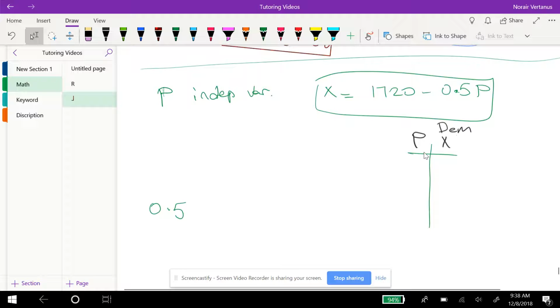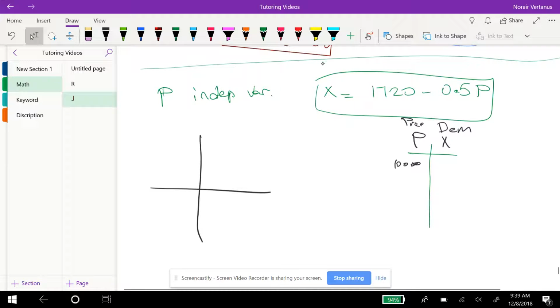So let's say the price of the TV, P stands for the price, right? So I'll put price here. If the price is $1,000, then you're going to figure out the demand. This is a linear equation. If you graph this equation, it's something like this. Let's do this as review. How would you graph this?